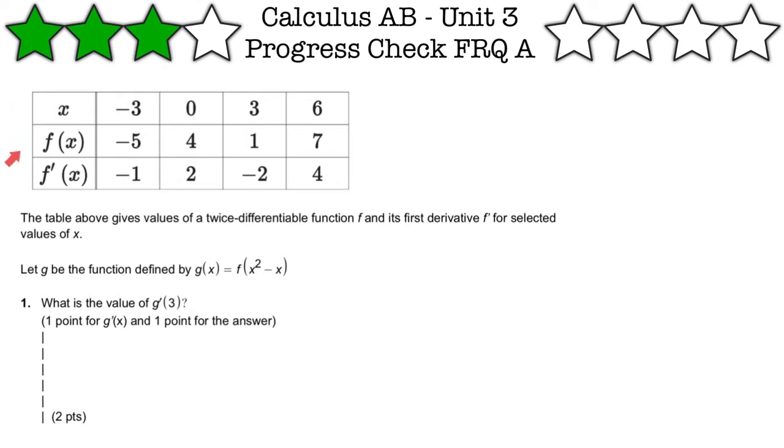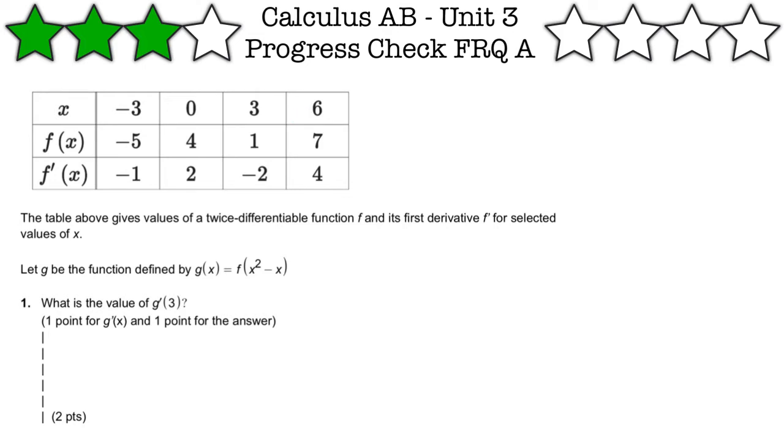Clearly we have a table, but right below that it says the table above gives values of a twice differentiable function f and its first derivative f prime for selected values of x. Part of what this sentence is saying is if you need to plug in values for f or f prime, use this table. More specifically, it says you could only plug in -3, 0, 3, and 6.